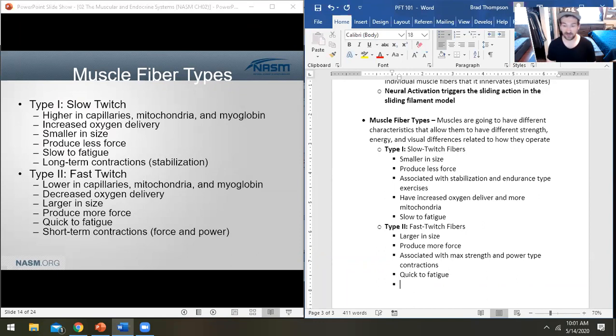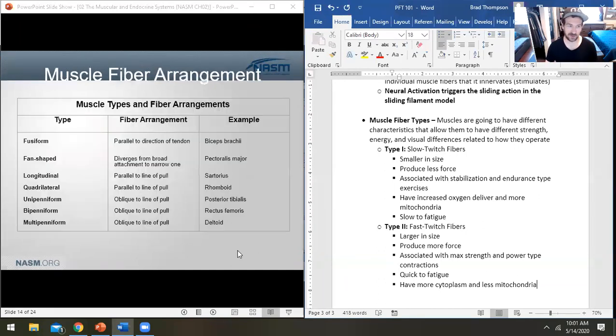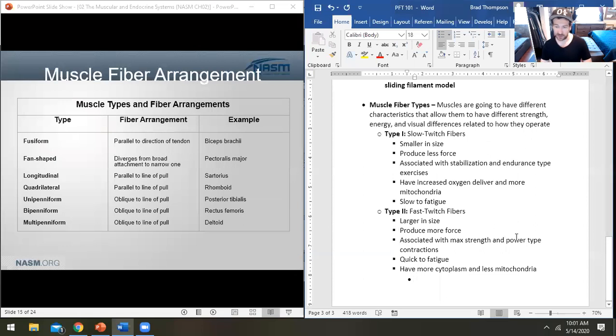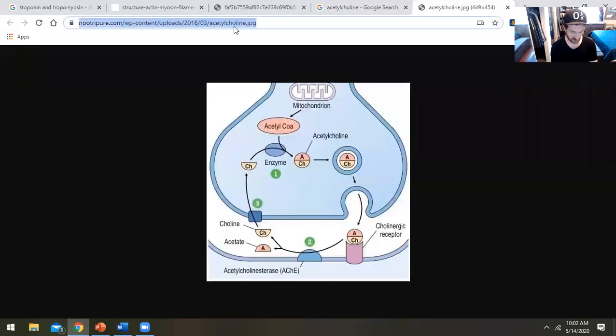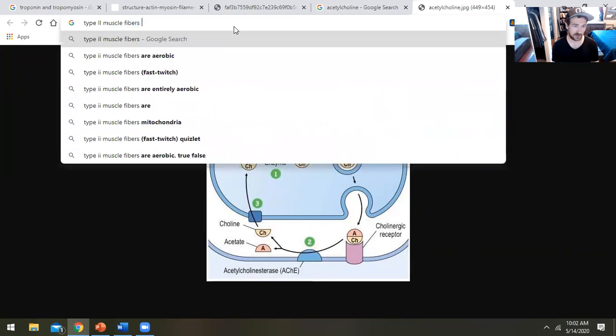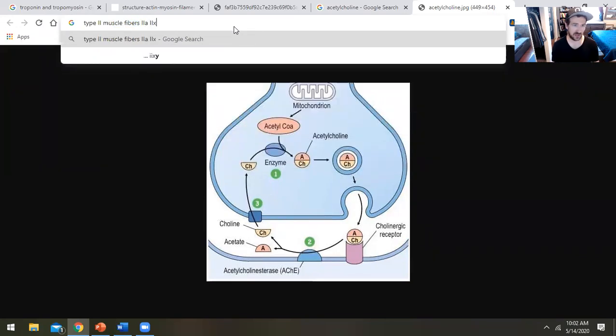And they have more cytoplasm and less mitochondria, right? So they have more fluid. They are better at that anaerobic metabolism. Now, before we move on, I want to address that there's kind of two subtypes here. That's type 2 as a category. You are going to have type 2A, which is going to be your, actually, let me see here if I can find a good picture of this. Type 2 muscle fibers, 2A, 2X.